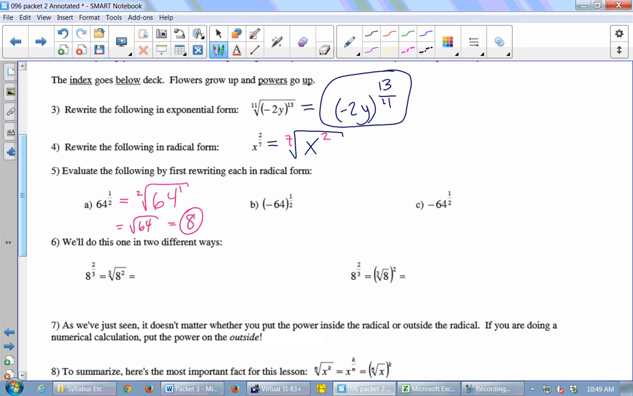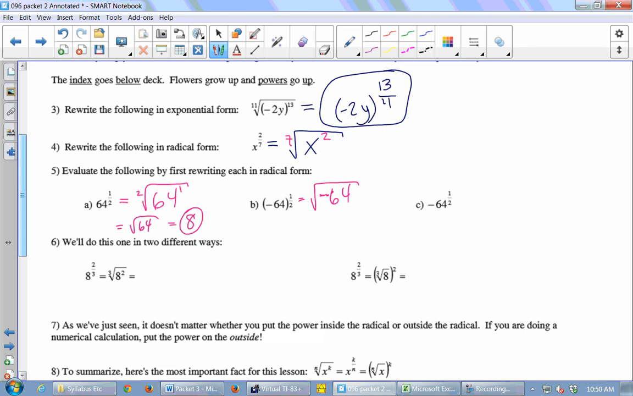Okay, very similar problem, except now the thing under the radical is negative 64. So this is the square root of negative 64. What number can you square and make negative 64? Well, 8 squared gives you positive 64. Negative 8 gives you negative 8 times negative 8, which is also positive 64. So it's not 8 and it's not negative 8.